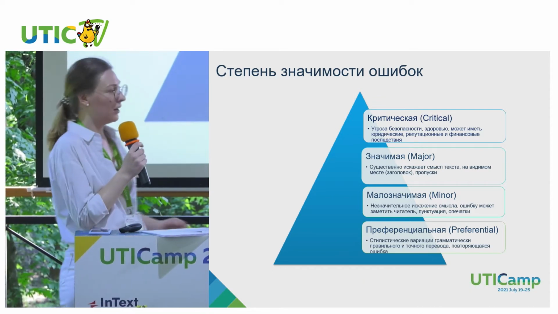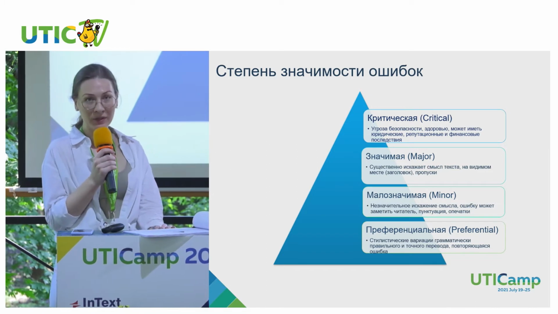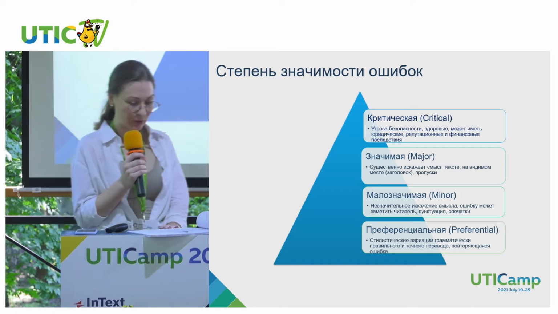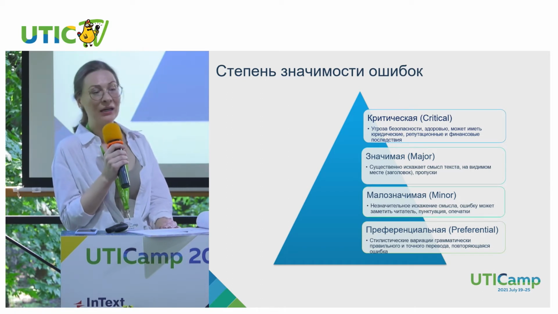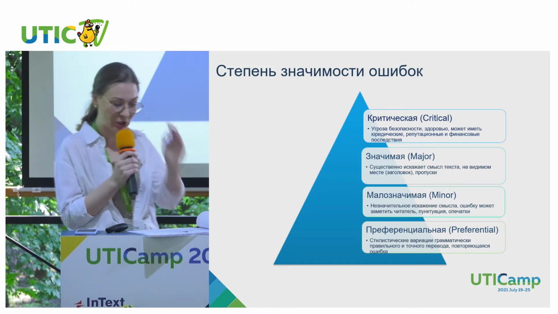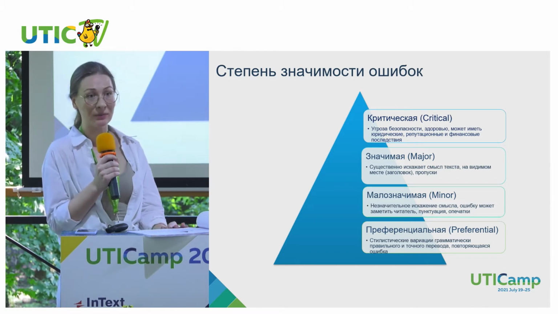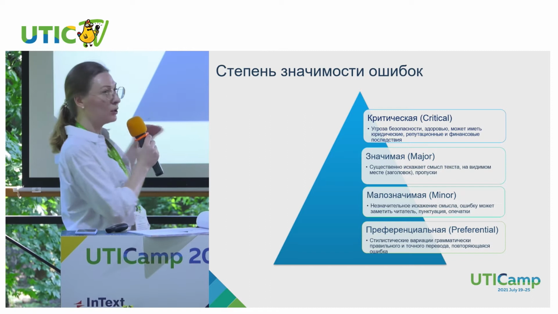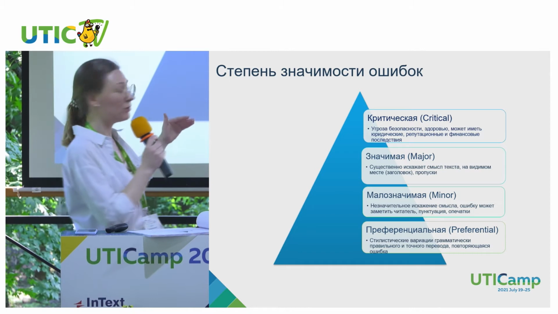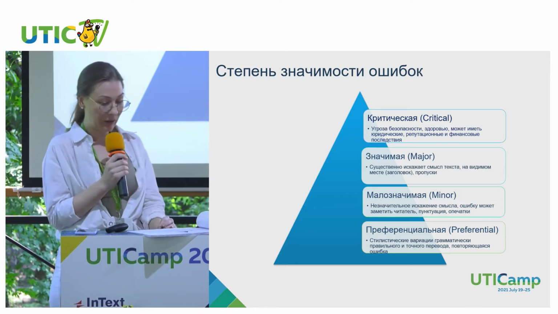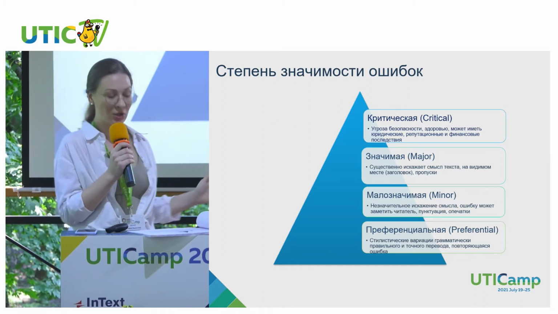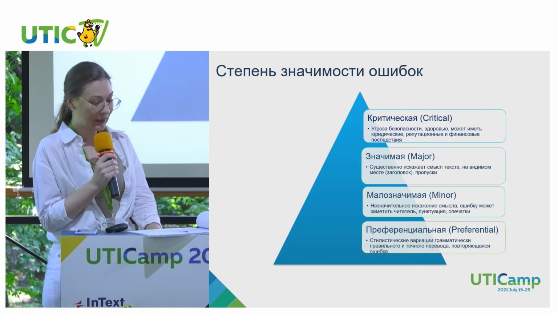So let's go along this pyramid. What is the most important? We need to understand what a preferential correction is, because editors are not always commanded to correct them. Very often, many people think that preferential is just about style, but that's incorrect, because style is a category of mistakes. Mistakes in this area can be major, minor, or critical. At the same time, preferential corrections can be in any category.